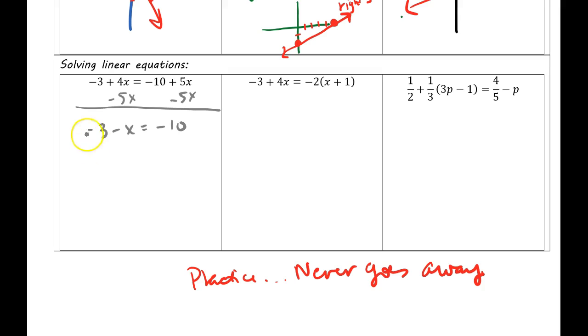And I want to move this -3 over to the other side. So remember, that means you do the opposite operation to move it across. So now I need to add 3 to both sides. So negative x equals negative 7.